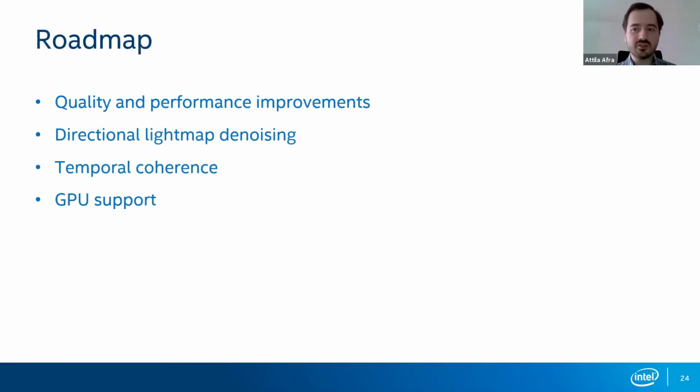Also, I would like to mention what is planned in the future for Open Image Denoise. So we're continuously improving the quality and performance as well. One of the next features that we'll introduce is directional light map denoising. So we have dedicated filters for not just regular light maps, but directional ones as well, for example, using spherical harmonic basis or some other basis. We're also working on adding temporal coherence, where denoising animations would result in much better temporal stability. And finally, we are also working on GPU support as well.